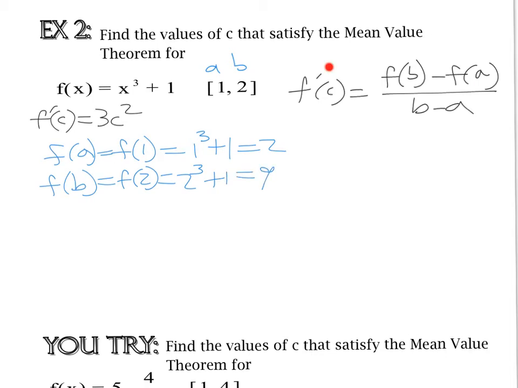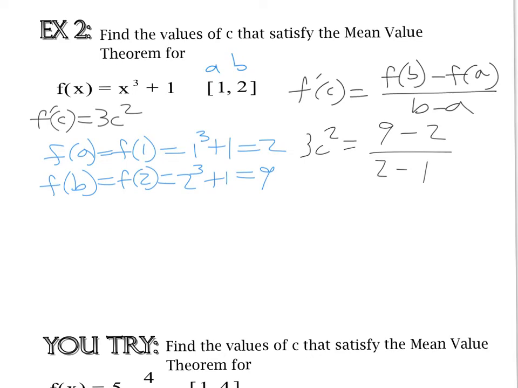So using this guy over here, we can go ahead and just plug in all of our parts, and we could solve. We know that the f prime of c is now 3c squared. We know that the f of b is 9. We know that the f of a is 2. And we know that the b is 2 minus the a is 1.